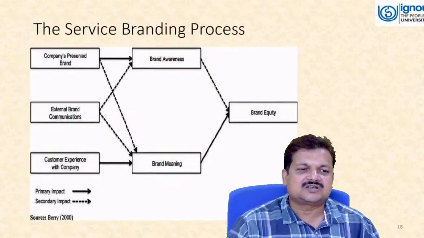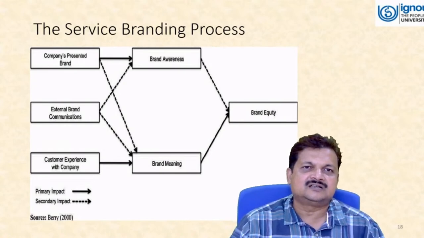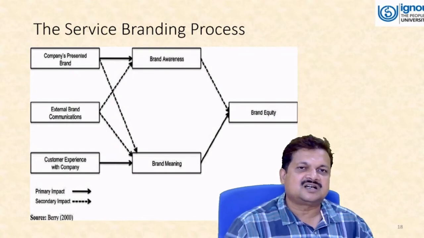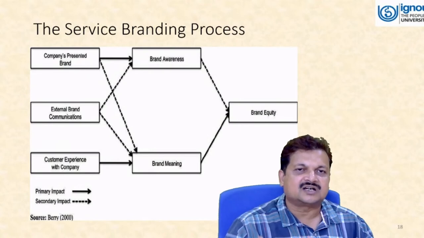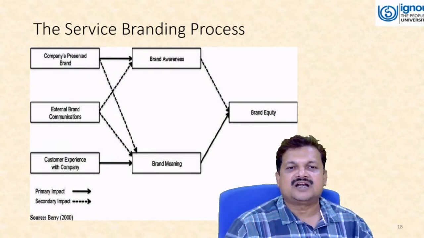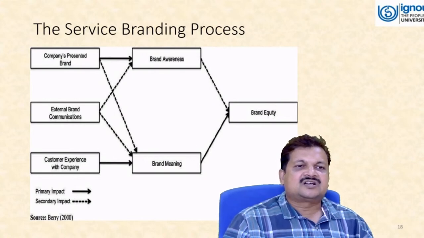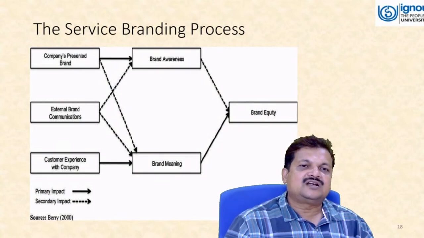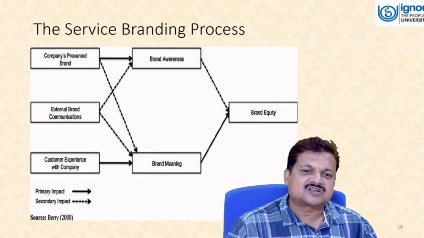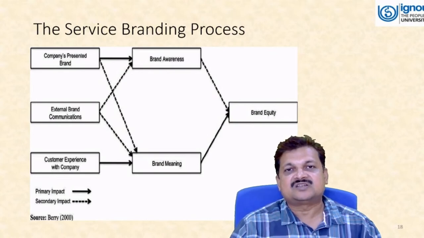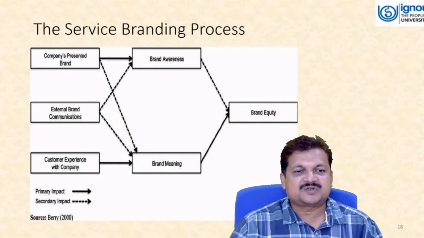Now the service branding process. Here we are going to find that companies present brand awareness, brand equity, extended brands, communications, customer experience, brand meaning. So a company presents a brand, one brand is initiated, and to what extent the consumer has brand awareness regarding that particular brand goes towards your brand equity. Brand equity is that people are trying to judge this particular brand, what is the weightage of that particular brand in the market. External brand communications: different companies try to communicate their information through advertisements, so that is trying to create brand awareness. But to what extent the brand awareness is there is based on the customer having knowledge of or exposure to customer experience with the company.